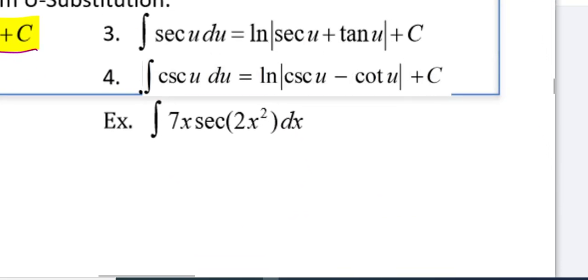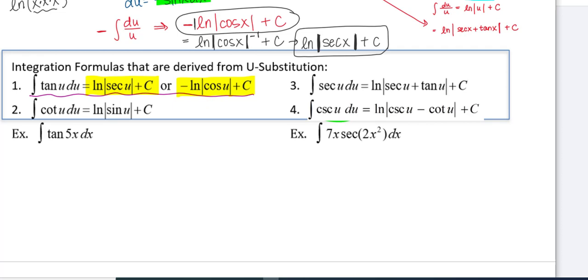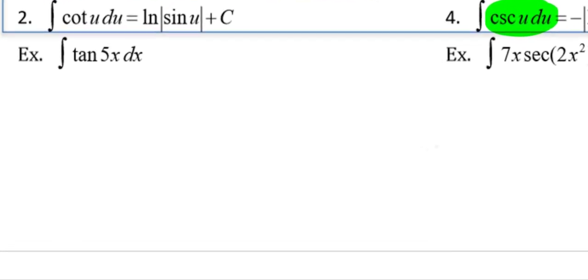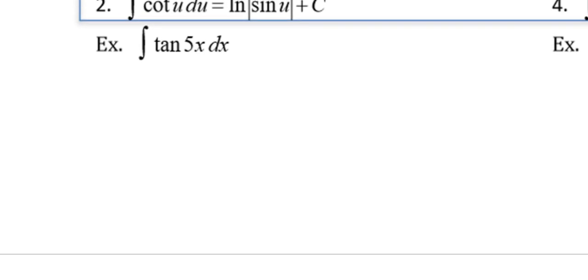So antiderivative of cosecant of u with respect to u. This one has a few different ways that you can represent it, so try that one on your own. Okay, but it should make sense to you that cosecants and cotangents go together just like secants and tangents. All right, so let's try just a couple of these and then we will move on here.